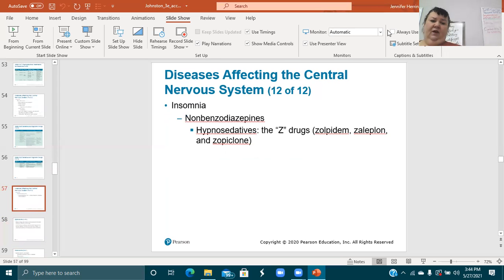And then also for insomnia treatments, we have non-benzodiazepines. These are the hypnosedatives or the Z drugs such as zolpidem, zaleplon, and zopiclone.